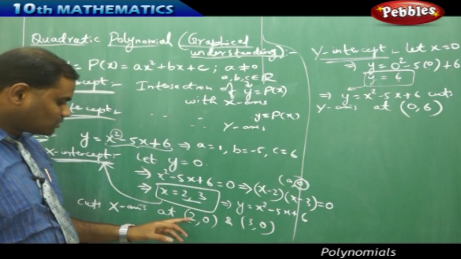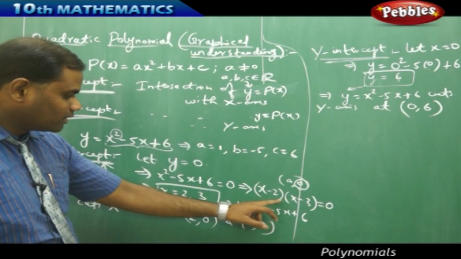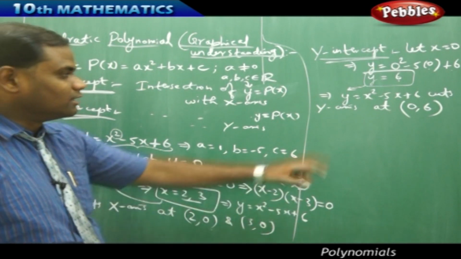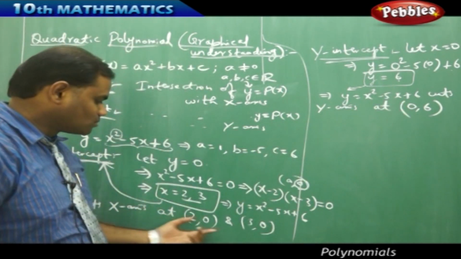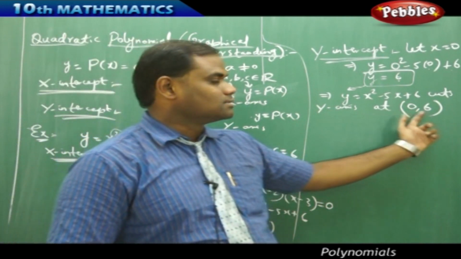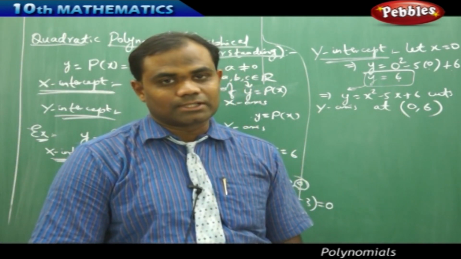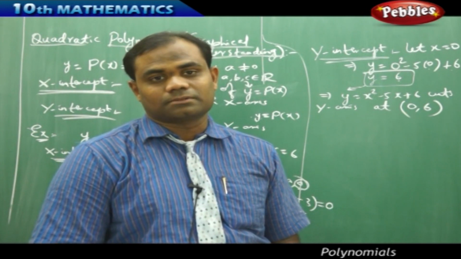Here my x coordinate is 2 and my y coordinate is 0, which comes in the second place. Therefore, the graph cuts the x-axis at (2, 0) and (3, 0), and cuts the y-axis at (0, 6). That is how I understand the x and y intercepts.